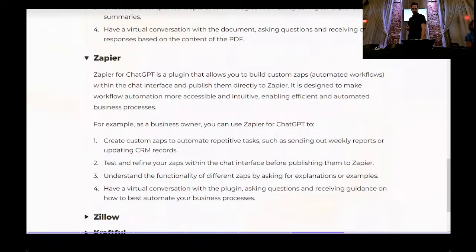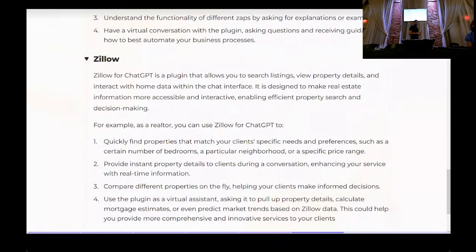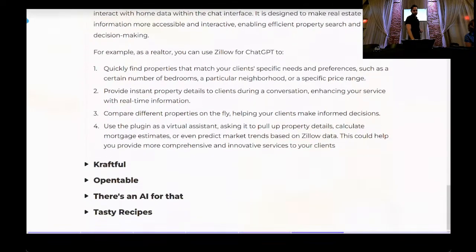Zillow, it does plug in specifically with Zillow for searching home data. Search listings, view property information, details, interact with all that information. If you're a realtor, you can find properties that fit a specific need. See Andy taking a picture here. Provide instant property details if you're on a call with somebody. Basically enhancing your knowledge, right? I don't do much in the real estate space, so you guys can tell me if this is actually valuable or not. I figured that Zillow probably wasn't the most up-to-date information, so use that as you will, but you see the contextual capabilities of this, and you can probably use it in other different ways as well.